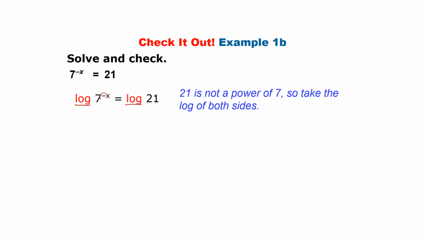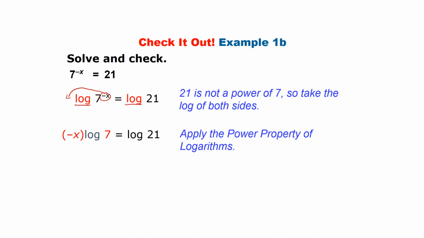All right, so the next thing we know is this power rule. So I have 7 to the negative x power, but I can write it like this. I can go ahead and move it to the side there. So I'm going to apply the power property of logarithms, and now I have negative x times log 7 equals log 21. Now ultimately, since it tells me that I want to solve, my goal is to get x equals something.